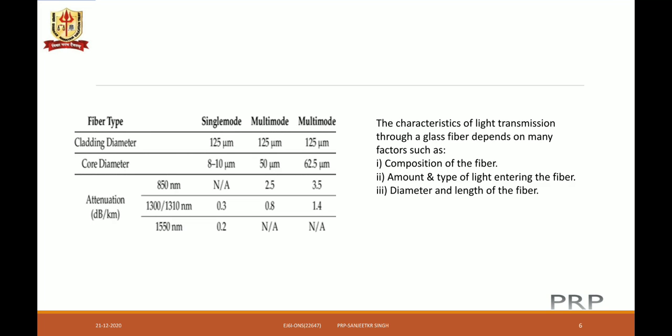The characteristics of light transmission through a glass fiber will depend upon many factors. What are those factors? Number one is composition of the fiber. What the fiber is made of, pure glass, or impure glass. So depending upon the composition of the fiber and the dopant used to have the different refractive index for the core and cladding, the characteristics of light transmission will depend upon.